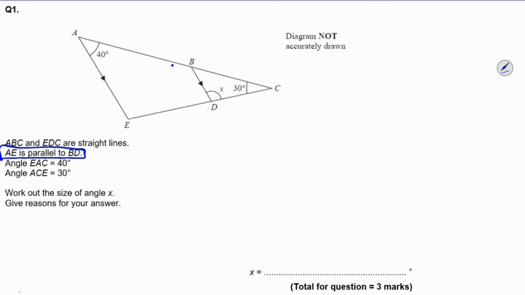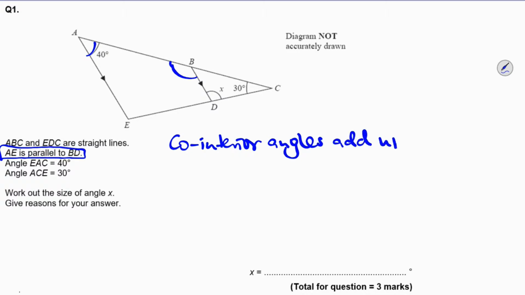So the first step here is that we need to realize that this angle here and this angle here are co-interior angles. And we know that co-interior angles add up to 180 degrees. Which means that this angle here will be equal to 180 minus 40, which is 140. So this will be 140 degrees.